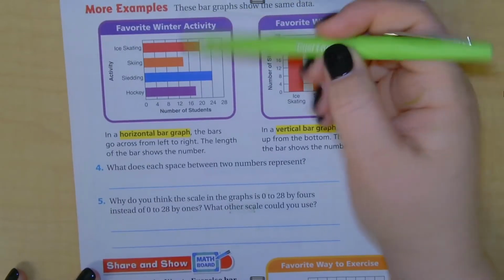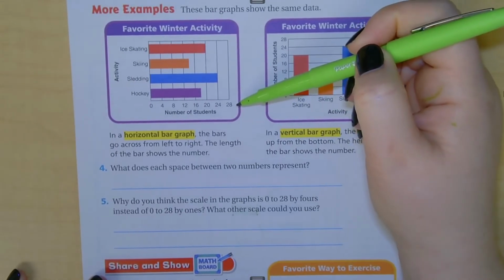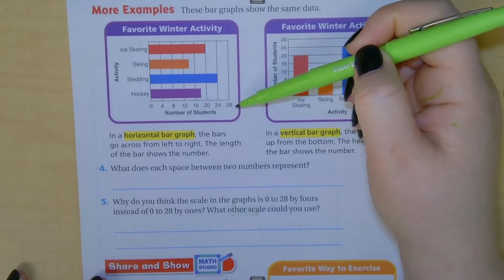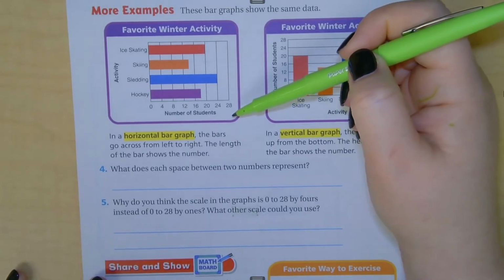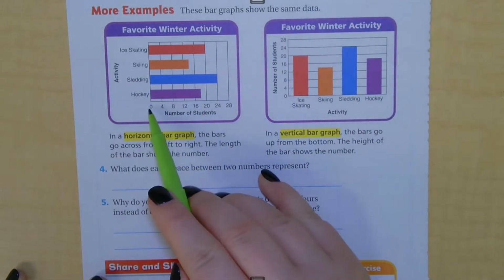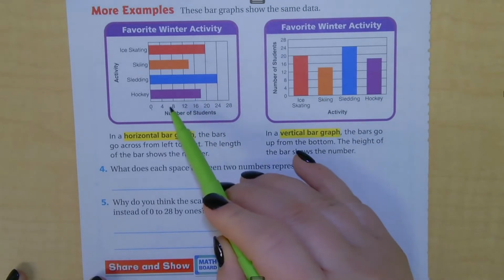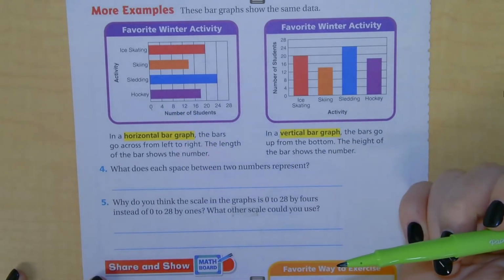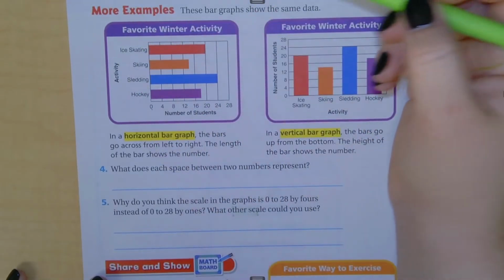Now look at this and tell me, what is the scale for this bar graph? I'm going to give you a moment to think about it. The scale for this bar graph is from 0 to 28 by 4s. They're counting by 4s.